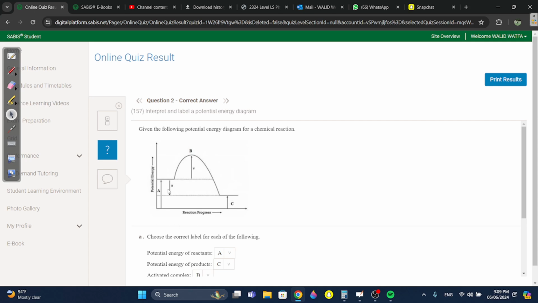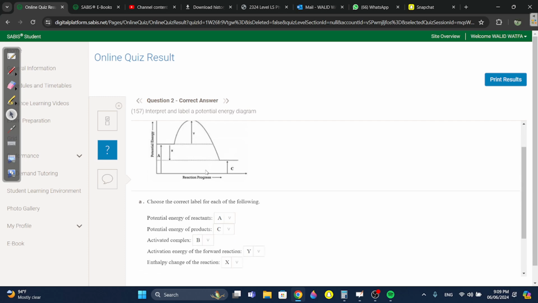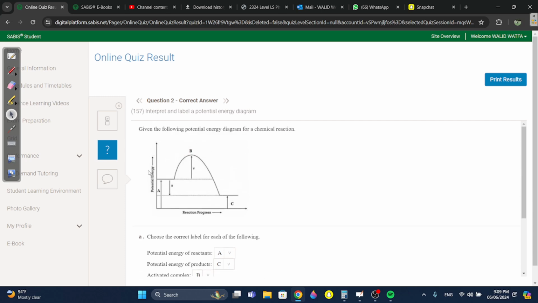Okay, you have to label this in the notes. It was labeling more than just this. Okay, but let's do it together. A would be the energy. See, here's the potential energy. Here's the reaction progress. This here would be reactants. So this A would be how much energy those reactants have. Then same thing goes for C. Okay, which one's the activated complex? Activated complex is always the guy at the top. Okay, and it's B.